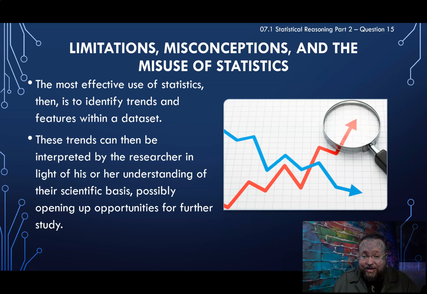The most effective use of statistics, then, is to identify trends and features within a data set. So this is what we're seeing: some statistical significance, not cause and effect, in the relationship between the variables. These trends can then be interpreted by the researcher in light of their understanding of the scientific basis, possibly opening up opportunities for further study. They found one result, and that's not the end-all, this is the truth. It's opening up and adding to the knowledge pool. From their question, they had an idea of innovating, they evaluated it, and through the process came up with new ways of innovating, new knowledge that added to it, that maybe gives different ways that people can question what they're doing and look overall.